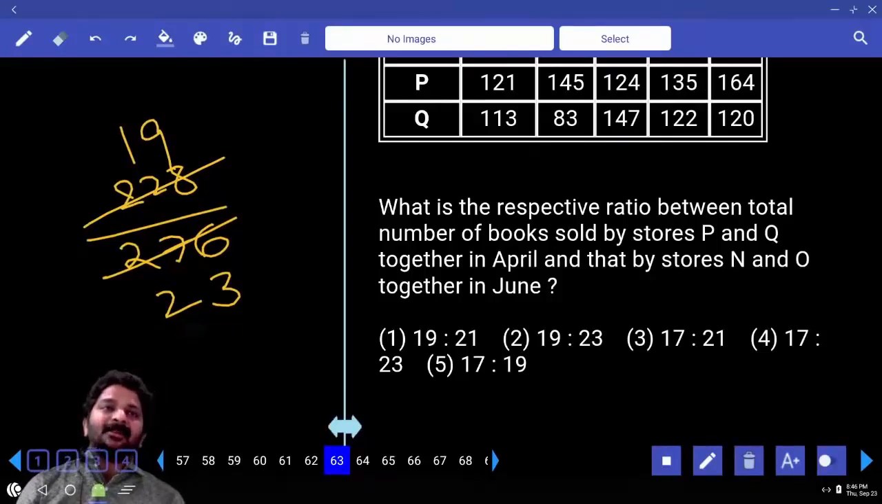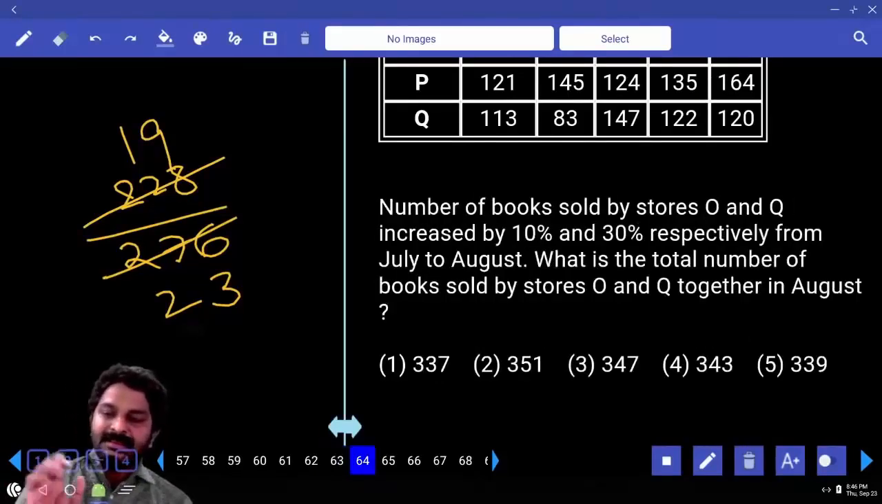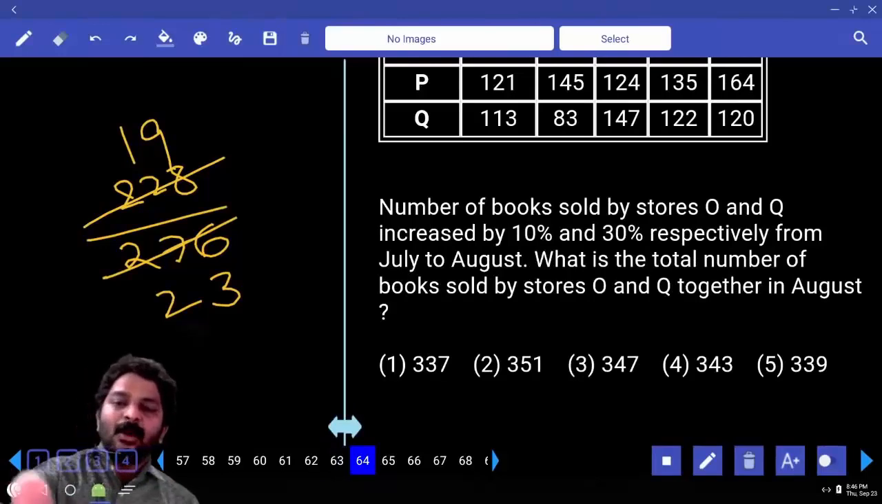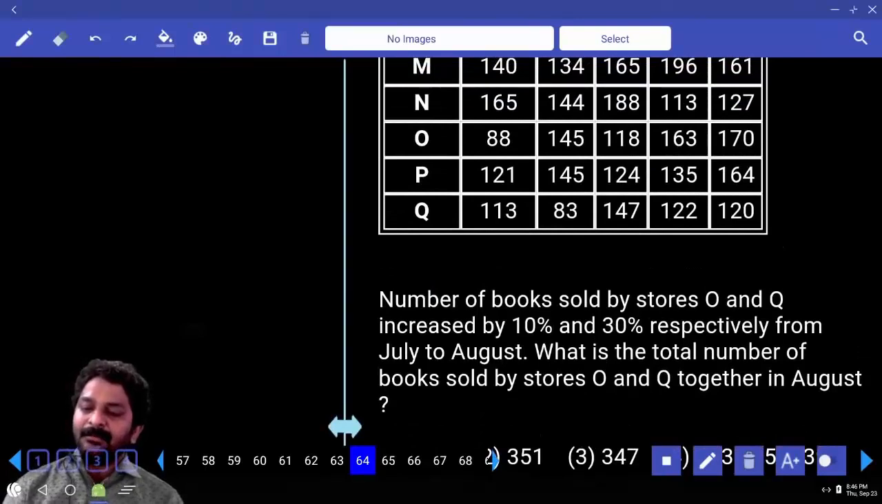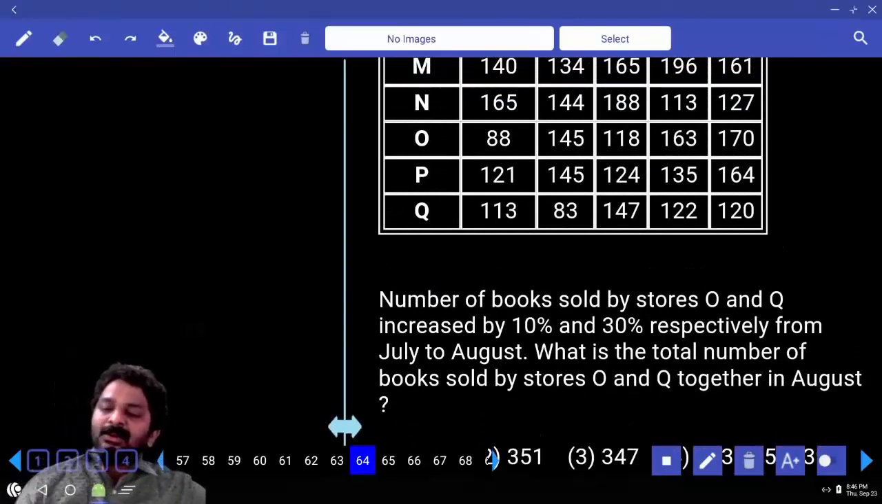First, I verified whether our original numbers are multiples of 3 or not. Both numerator and denominator are multiples of 3. And at the same time, both are multiples of 4 also, by verifying the last 2 digits. Hence directly we are going with 3 and 4, the 12 multiplication rule. Over. Next. Number of books sold by O and Q increased by 10% and 30% respectively from July to August. Total number of books sold by stores O and Q together in August.